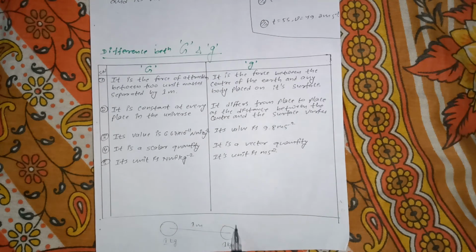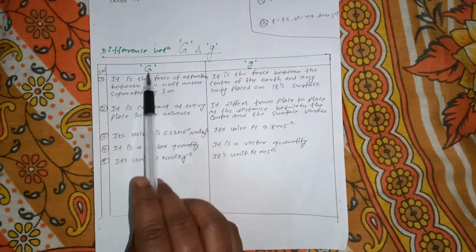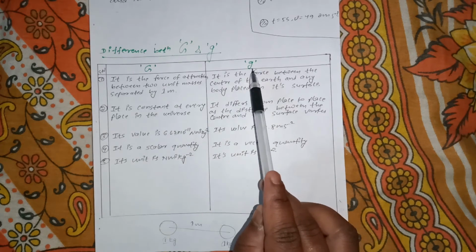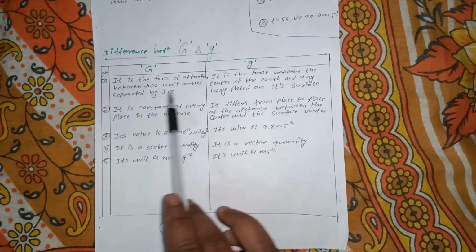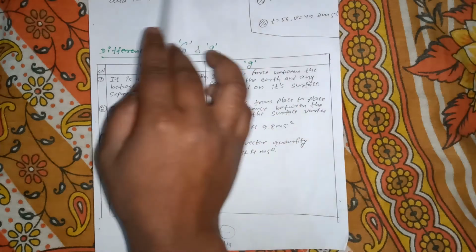If we consider two masses each having 1 kg of mass and they are separated by 1 meter distance, then the gravitational force between these two bodies is called capital G. It's called the universal gravitational constant. So if the definition of G is asked, you can write this and you will get full marks. And what is the meaning of small g? I have already written it here.